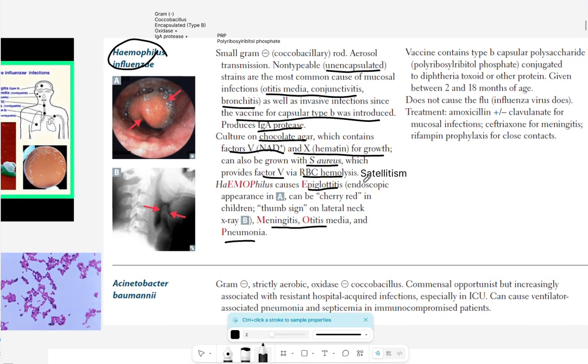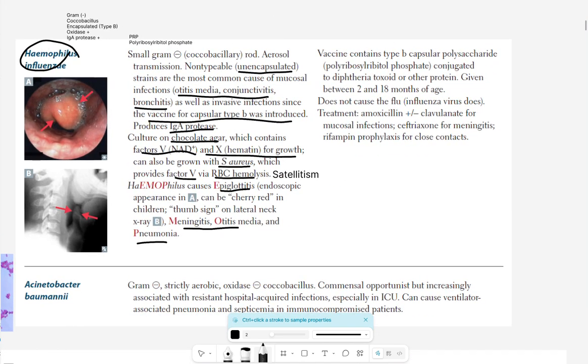Right? Now, this is the epiglottitis, by the way, this is the most classic disease of this organism. The child presents with 3Ds, and the 3Ds are basically drooling, dysphagia, distress.